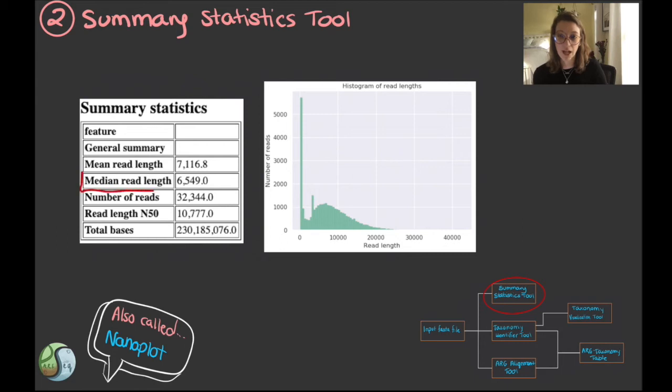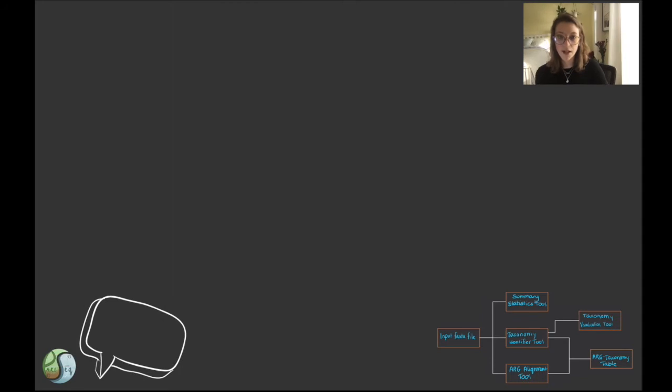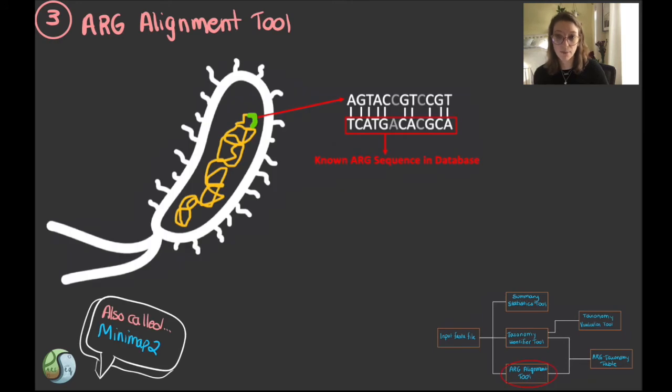The median read length is a good assessment of the central tendency of read length for your sample. Means, as you may have learned in a statistics or other math class, can be skewed by very large or small values. Moving on to the alignment tool, this tool aligns the FASTA file you inputted to the resistant gene database we built. Here on the left, the yellow line represents the genome of just one bacterial cell in the entire metagenomic sample. The green chunk represents a tiny portion of that genome containing an ARG.